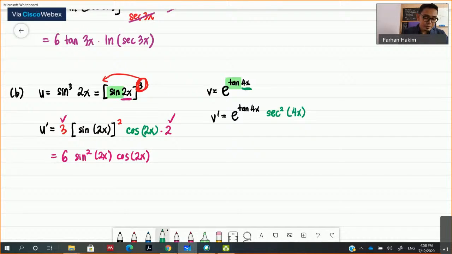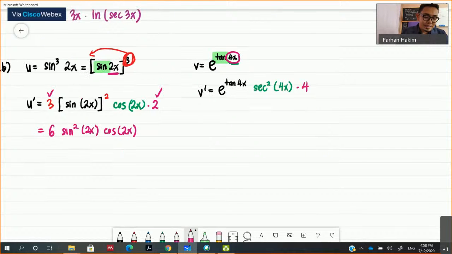But we are not done with differentiation since we have to differentiate this 4x now. Differentiating 4x, we have 4. All right, so we can rewrite this so that it looks nicer. So 4 should be in front. So 4 e to the power of tangent 4x secant square of 4x.